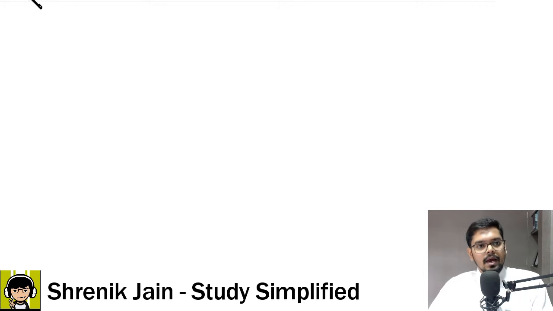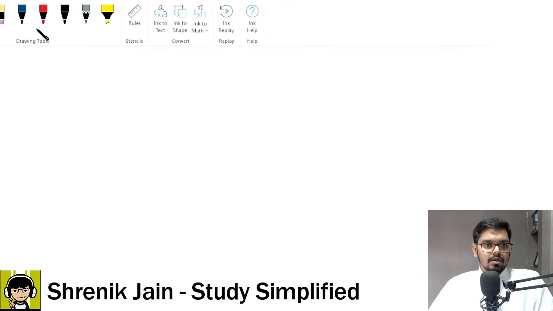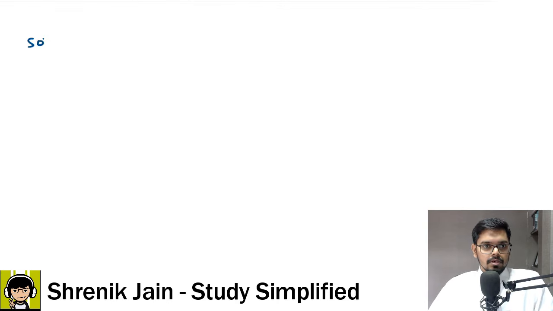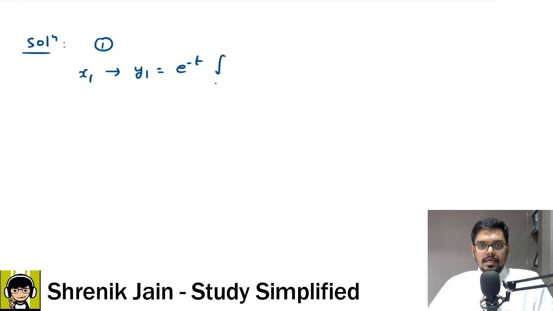Let us see why. So starting with linear, non-linear. Step number 1, to check whether linear or non-linear, if the input is x1, the respective output is y1, and the things would look like e to the power minus t, integral from minus infinity to t, then we have e to the power tau x1 of tau d tau, correct?